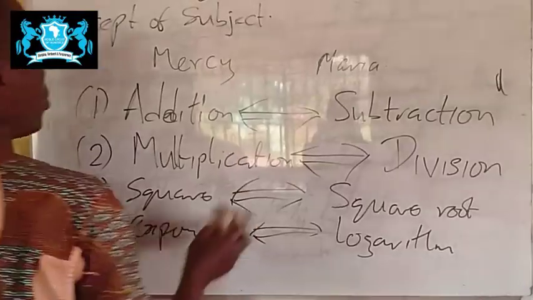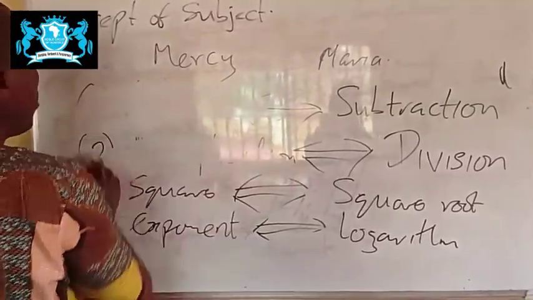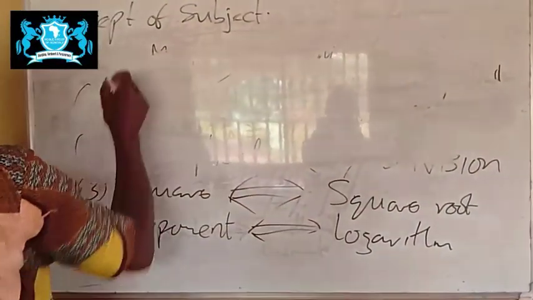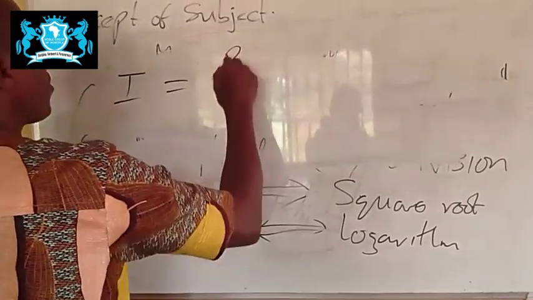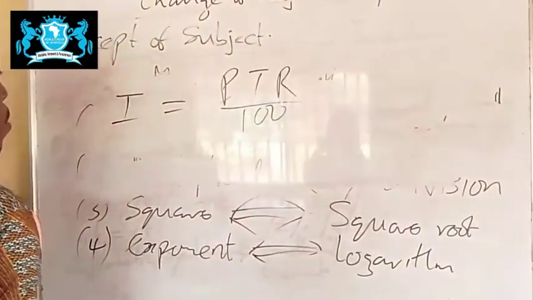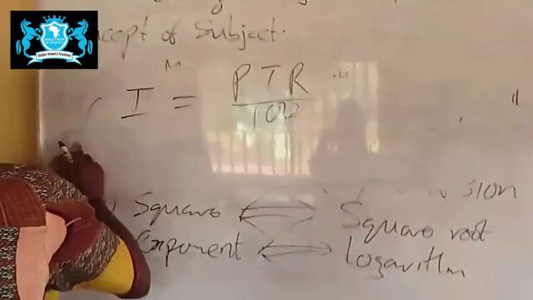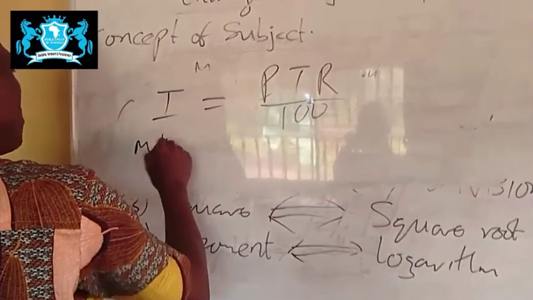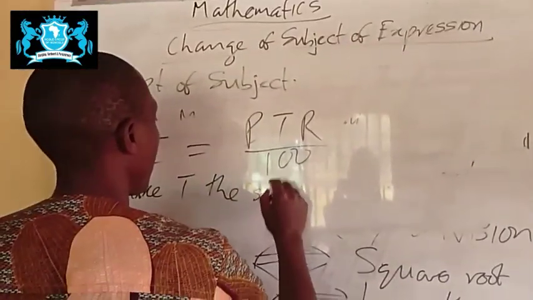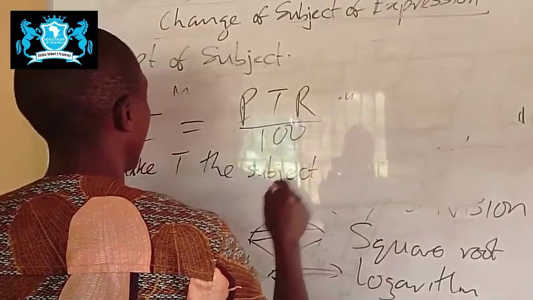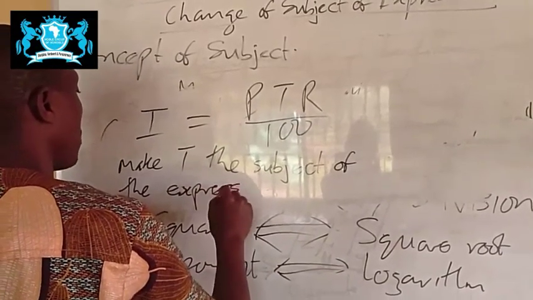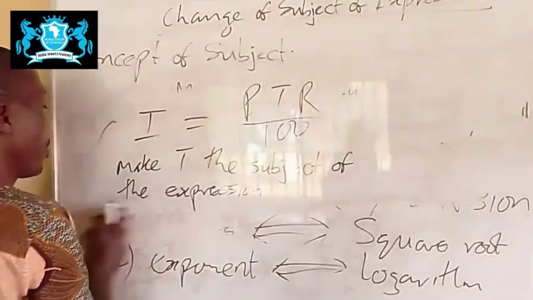From our primary education, we have known that simple interest is given to us as I, being the interest, equal to principal times time times rate all over 100. One can say make T the subject of the expression.